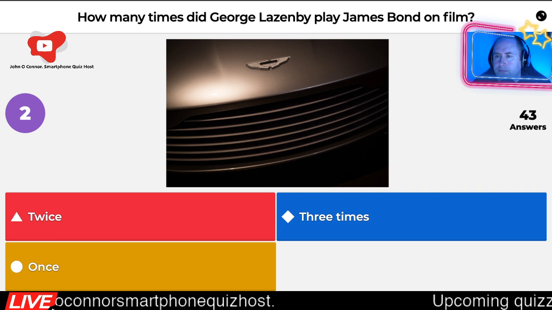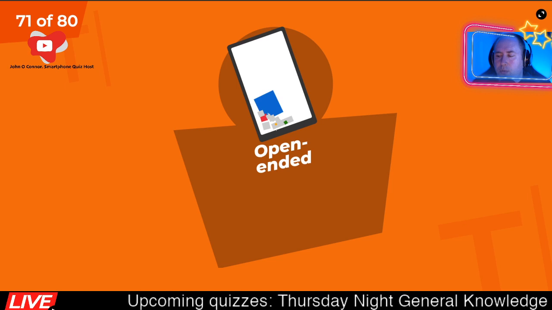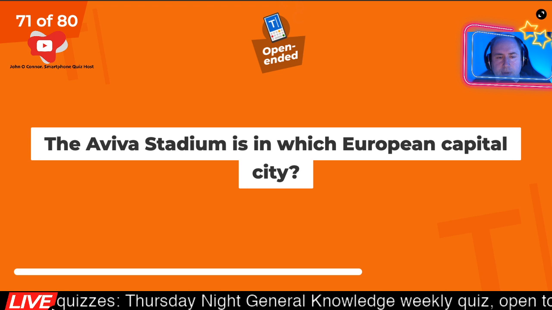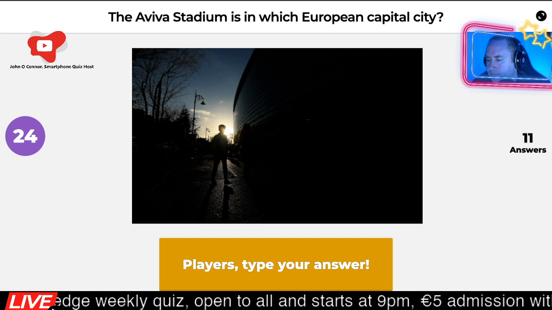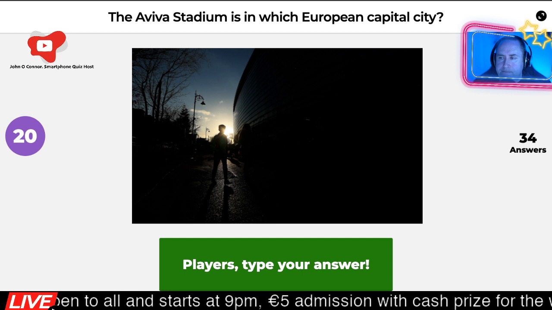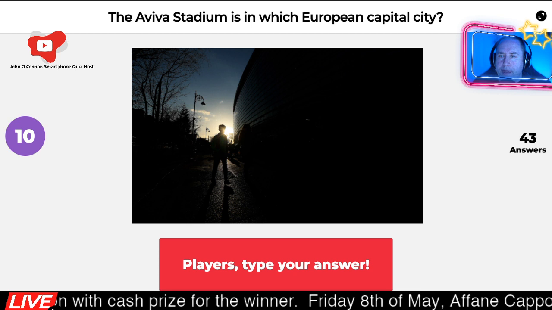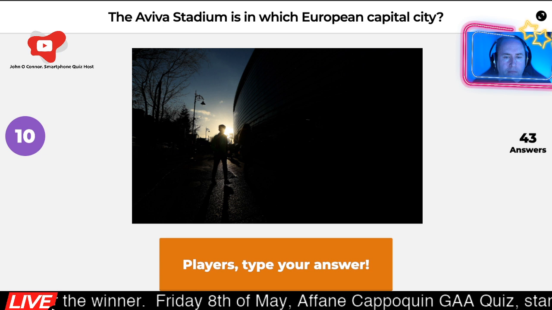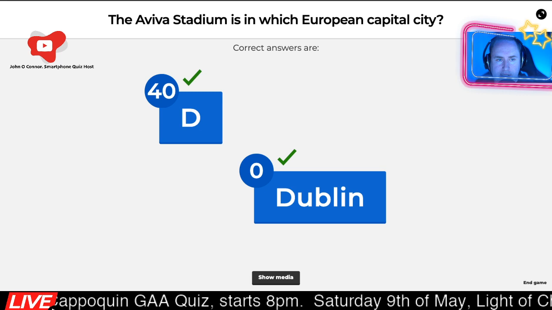25 correct answer, played once and once only. Okay, question 71, first letter of your answer. The Aviva Stadium is in which European capital city? First letter of the capital city. Correct answer, it is Dublin is the capital city. 40 correct answers.